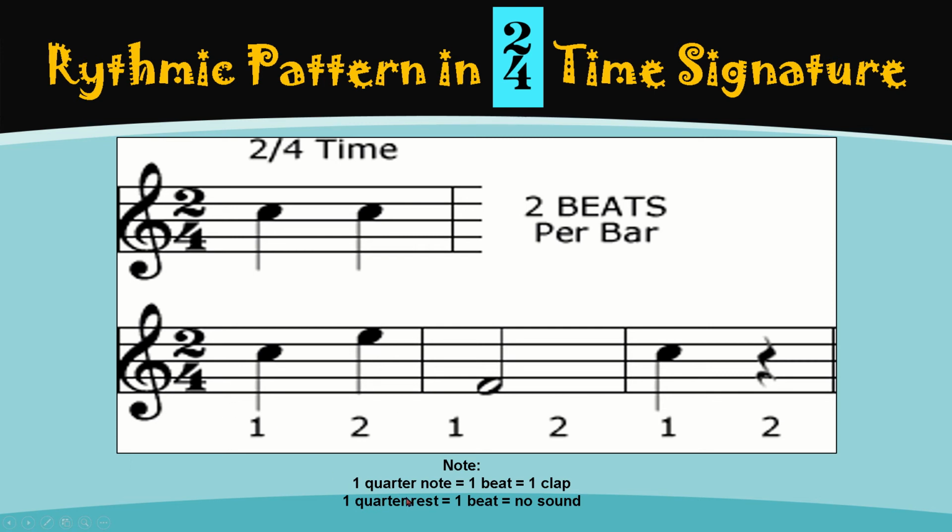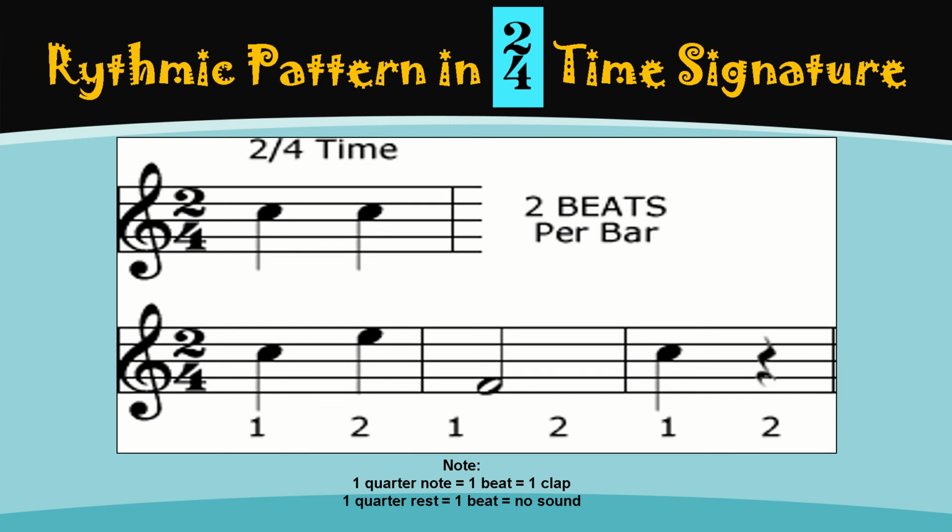Again, a quarter note or 1/4 note is equal to 1 beat, and it means it is 1 clap. So on the first measure, we need to make 2 claps, just like this. 1, 2. Next, on the second measure, we have a half note. If it is a half note, you are just going to clap once, but the counting is until 2. Let us clap. 1, 2.